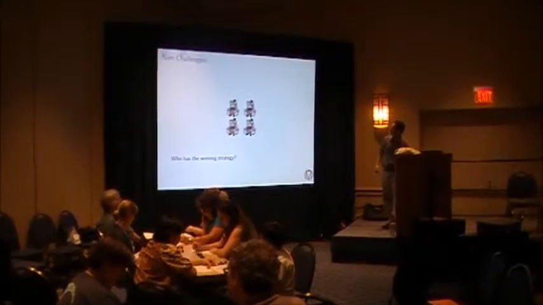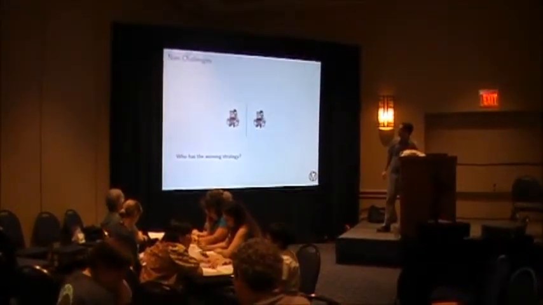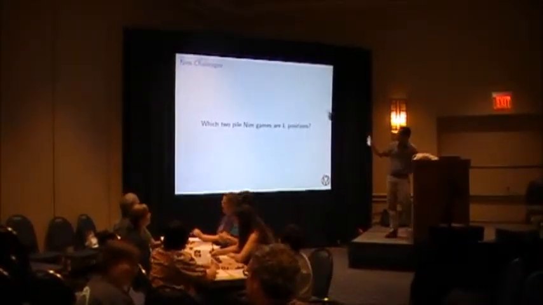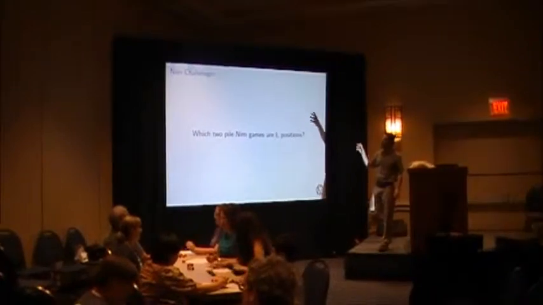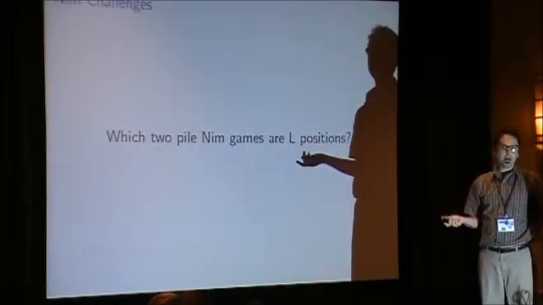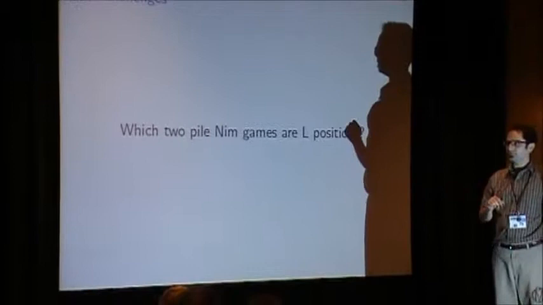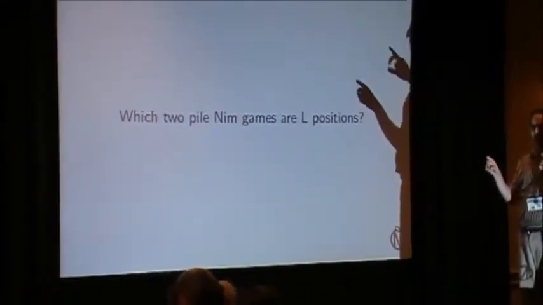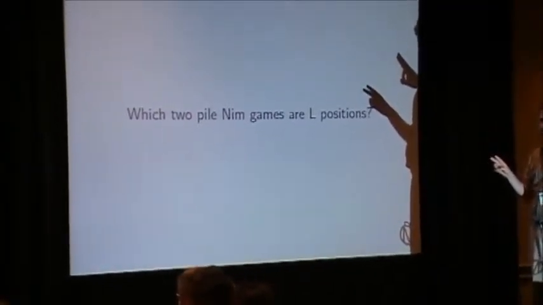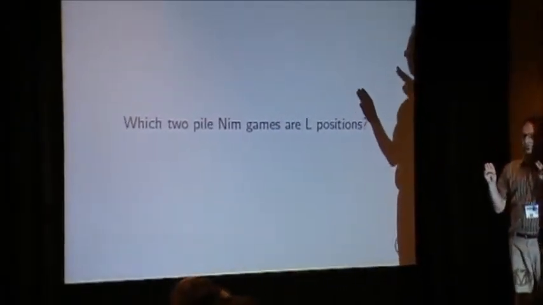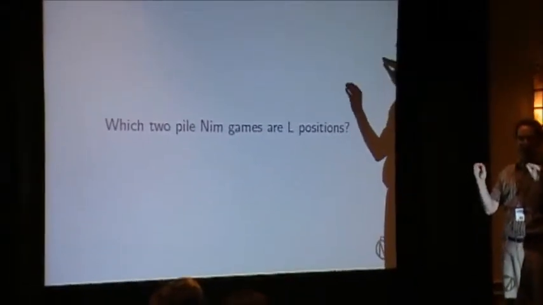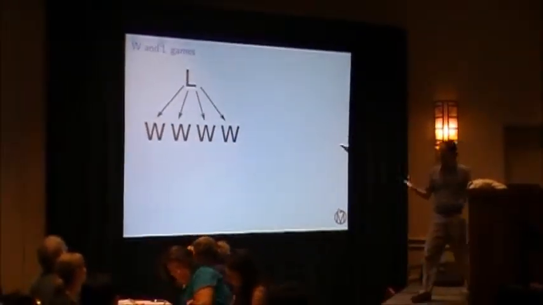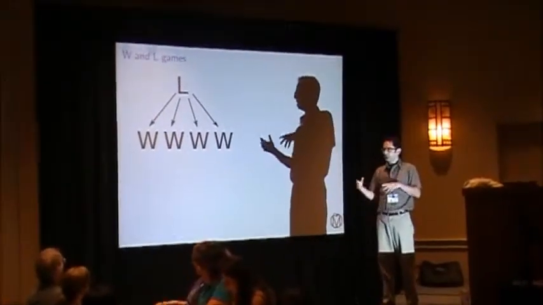So we've moved into two-pile Nim. And so we've just figured out this key question: which two-pile Nim positions are L positions? And what was the answer? One and one is a losing position. Two and two is a losing position. Three and three is a losing position. So any two-pile Nim game where you have the same number of teddy bears in each pile, that's an L position.